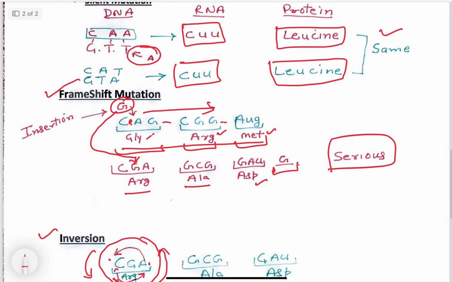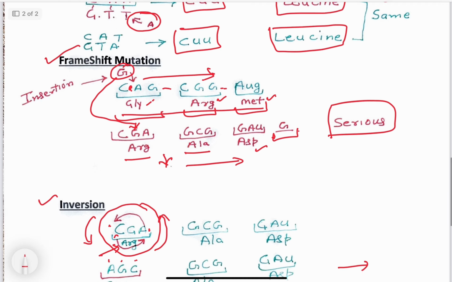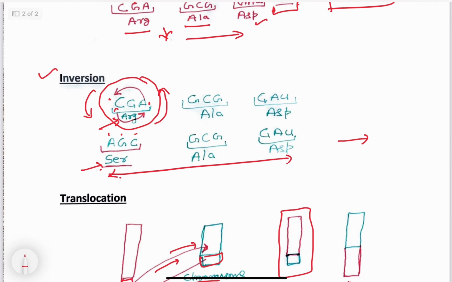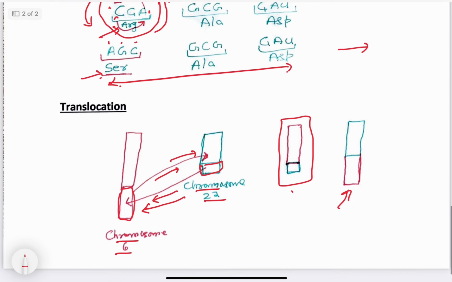Frameshift is a serious one. It shifts the frame to the right because of the insertion. Inversion, the codons shift their position, and as a result the nucleotides shift their position. Translocation, two chromosomes exchange part of their chromosome structure with each other and cause the mutation.